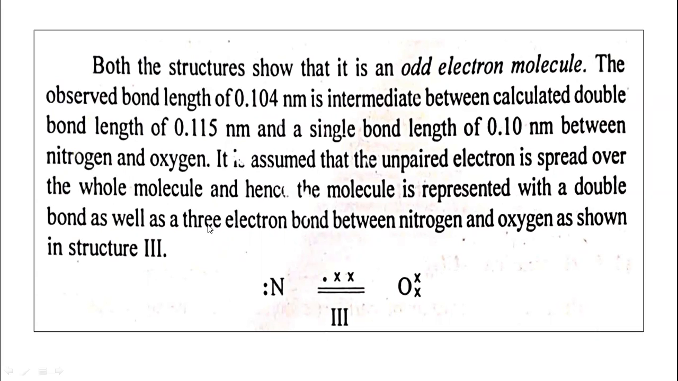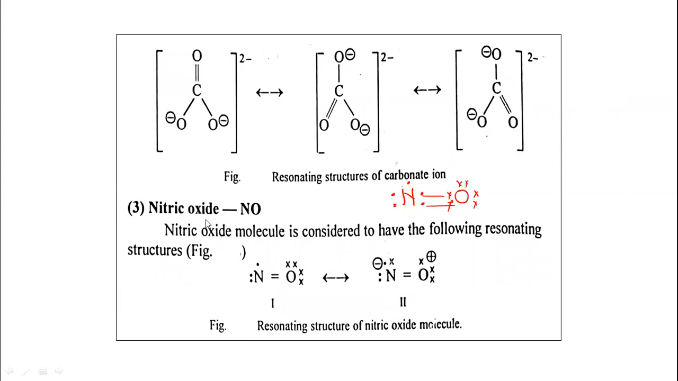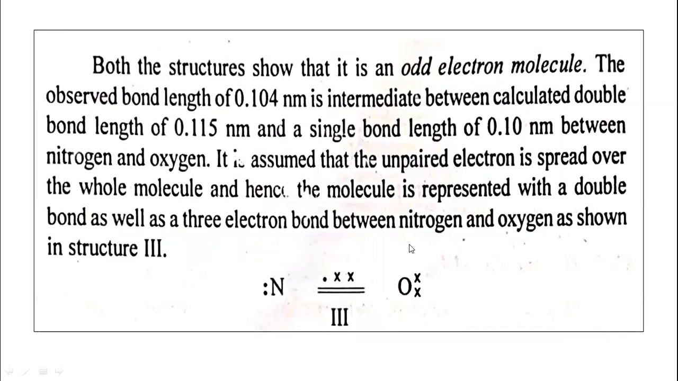Both structures show that it is an odd electronic molecule. This odd electron will be here, and in the other structure the odd electron will be here. It is an odd electron molecule. The observed bond length of 0.104 nanometer is intermediate between the calculated double bond length of 0.115 nanometer and a single bond length of 0.10 nanometer between the nitrogen and oxygen.